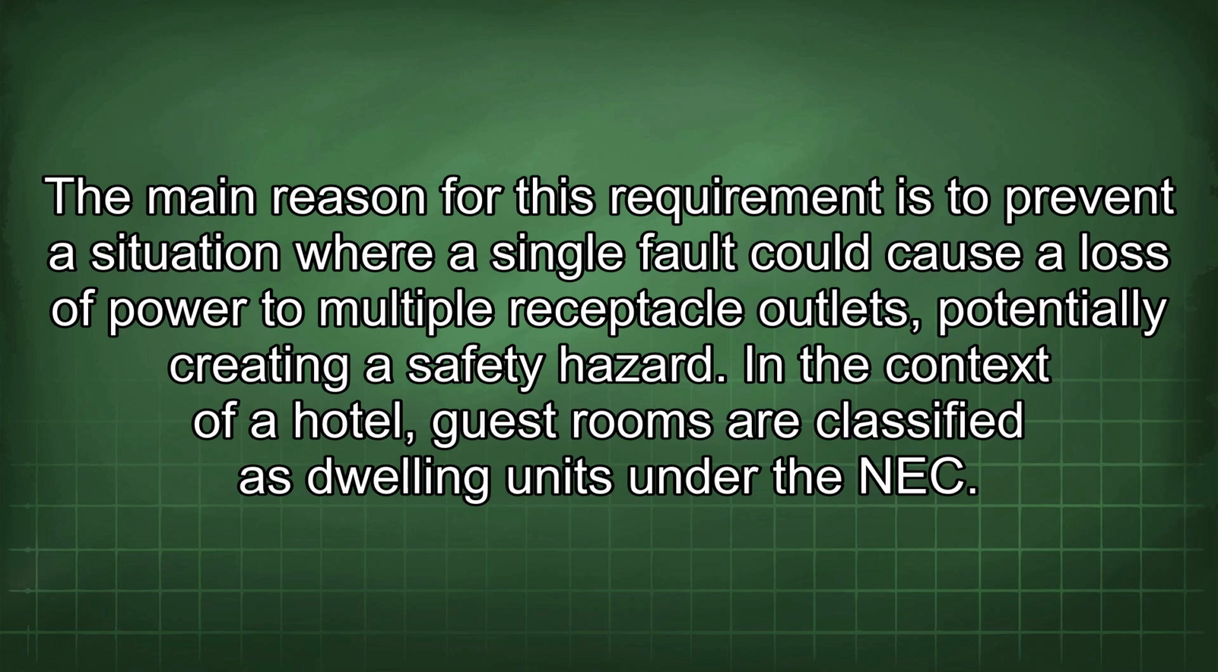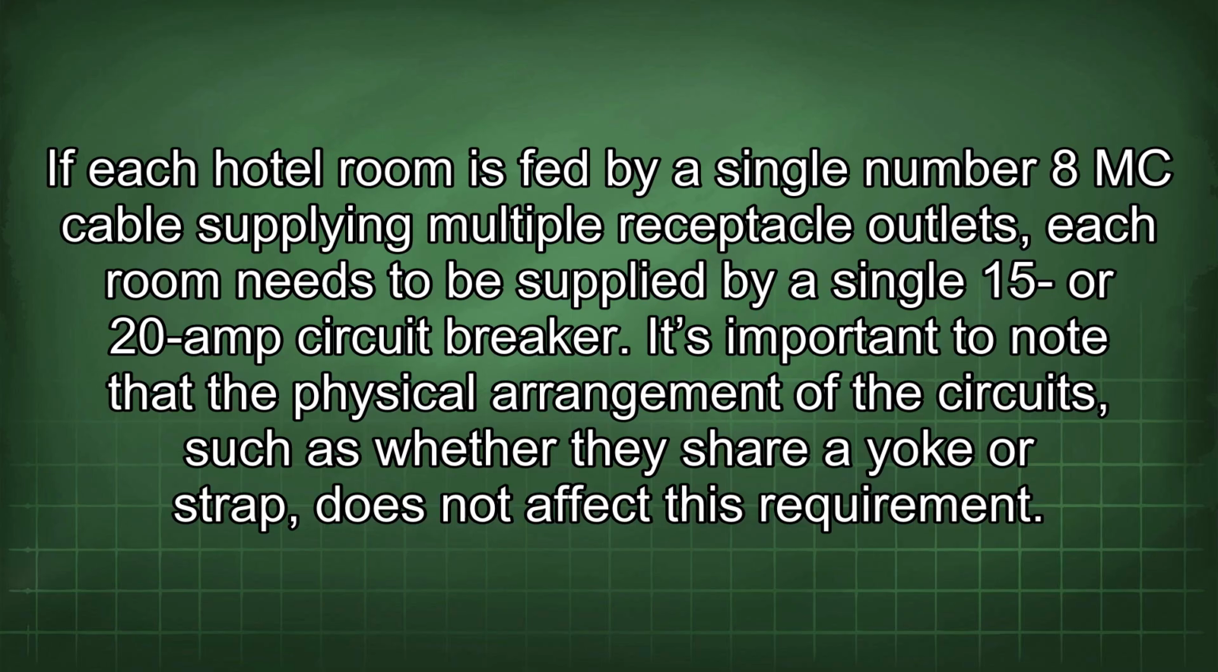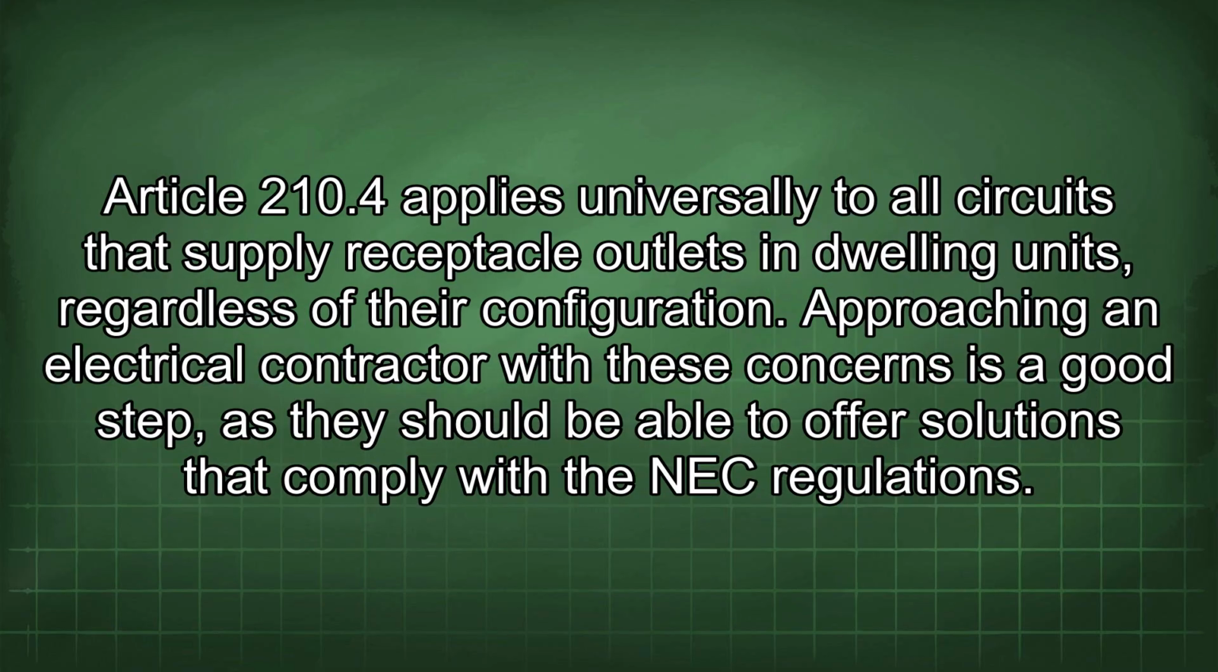In the context of a hotel, guest rooms are classified as dwelling units under the NEC. If each hotel room is fed by a single number 8 MC cable supplying multiple receptacle outlets, each room needs to be supplied by a single 15 or 20 amp circuit breaker. It's important to note that the physical arrangement of the circuits, such as whether they share a yoke or strap, does not affect this requirement. Article 210.4 applies universally to all circuits that supply receptacle outlets in dwelling units regardless of their configuration.